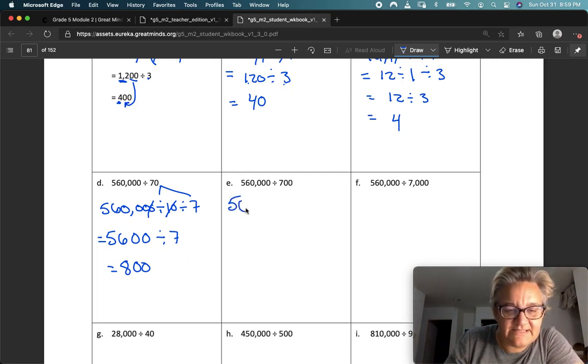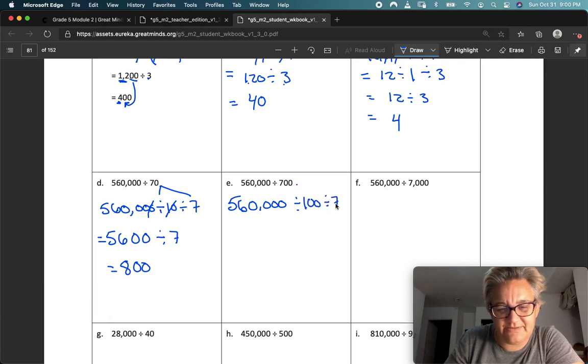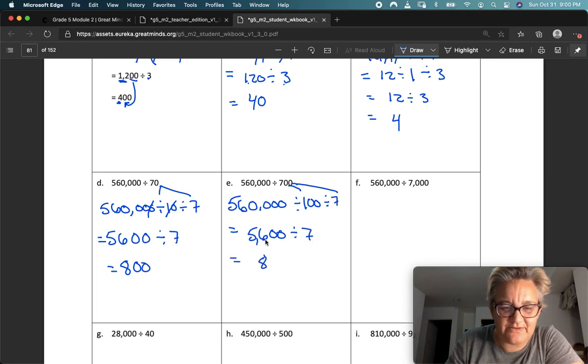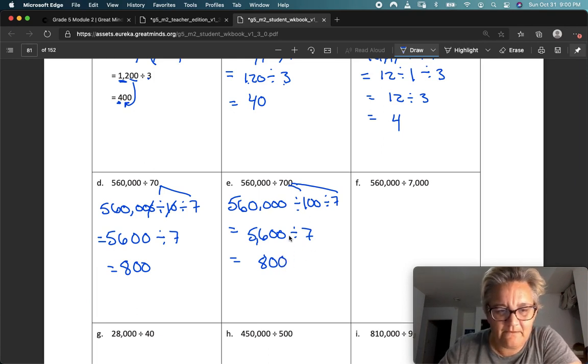Okay, 56000 divided by, and then this 700 is going to become 100 divided by 7, these two, right? I'm splitting those out. And I can take off these 2 zeros and these 2 zeros, which gives me 5600 divided by 7, which equals 8. 7 goes into 56 8 times and 2 zeros at the end. Yeah, same answer, which makes sense.